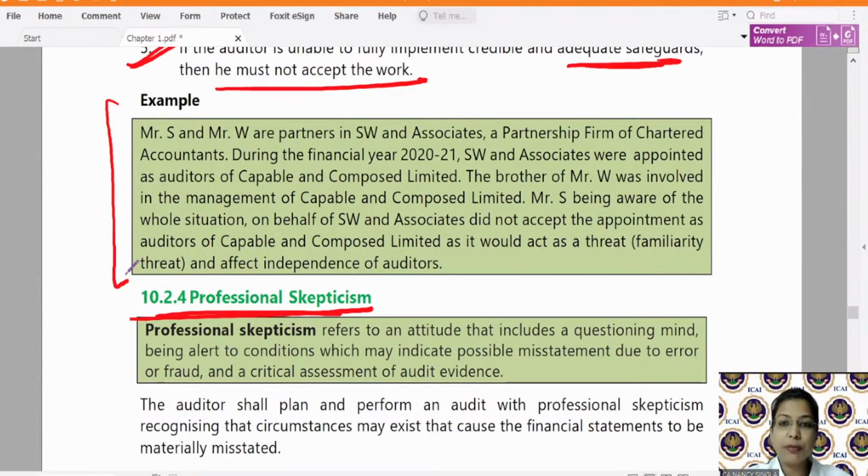So Goma, with respect to your doubt, again, independence in mind and in appearance. A third party should also feel that the auditor is independent. Okay? Is it clear? Okay.